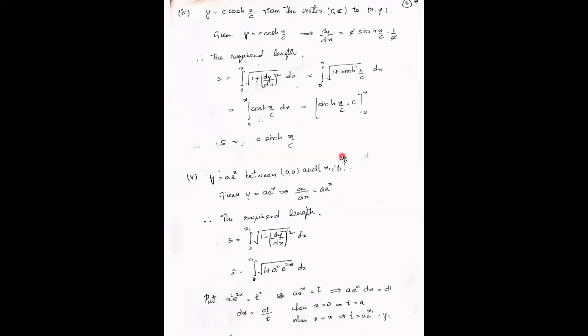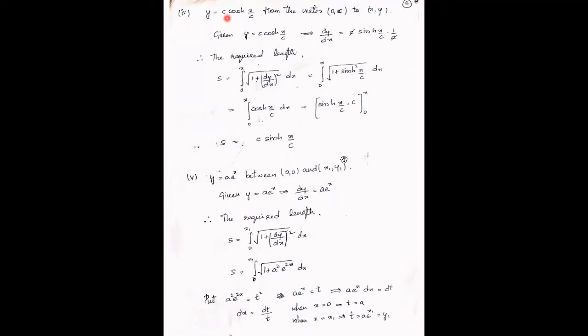And between the limits 0 and 8, now you should apply the upper limit. For the upper limit, you have this one, and for the lower limit 0, you have the second term. So this is all about the problem. Now let's move on to the next problem.